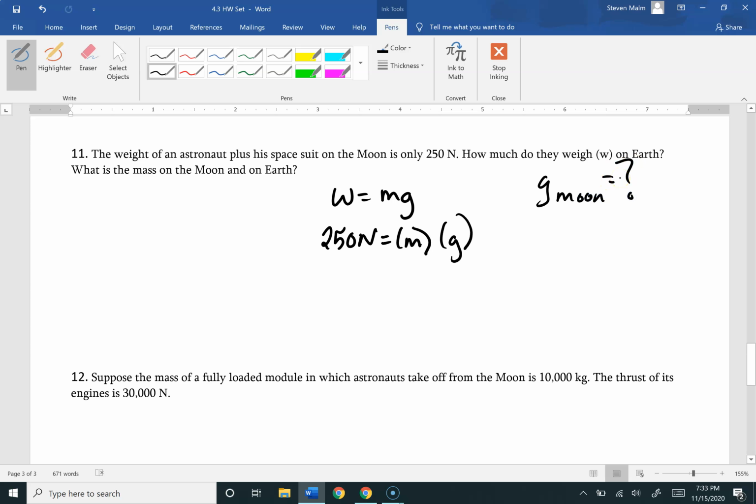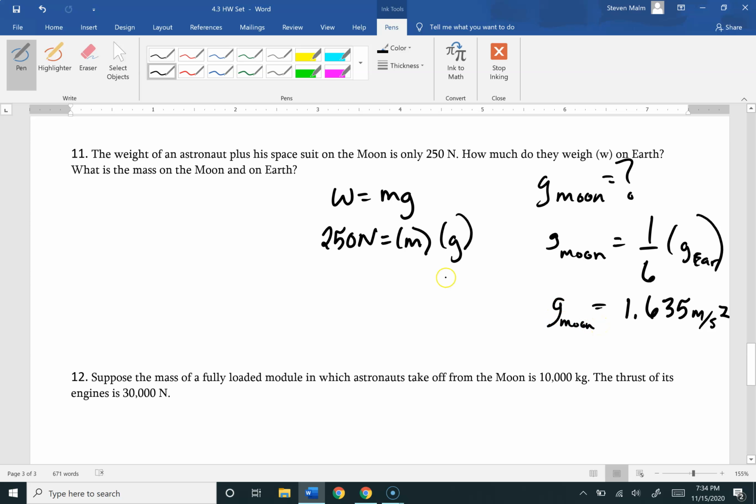So in order to do this problem, you would have had to go back to your reading and find the fact that the gravity of the moon is approximately 1/6 that of the gravity of the Earth. So you would take your 9.81 divided by 6, and you get 1.63 meters per second squared equals the moon's gravitational constant. And so that's what we're going to plug in up here.